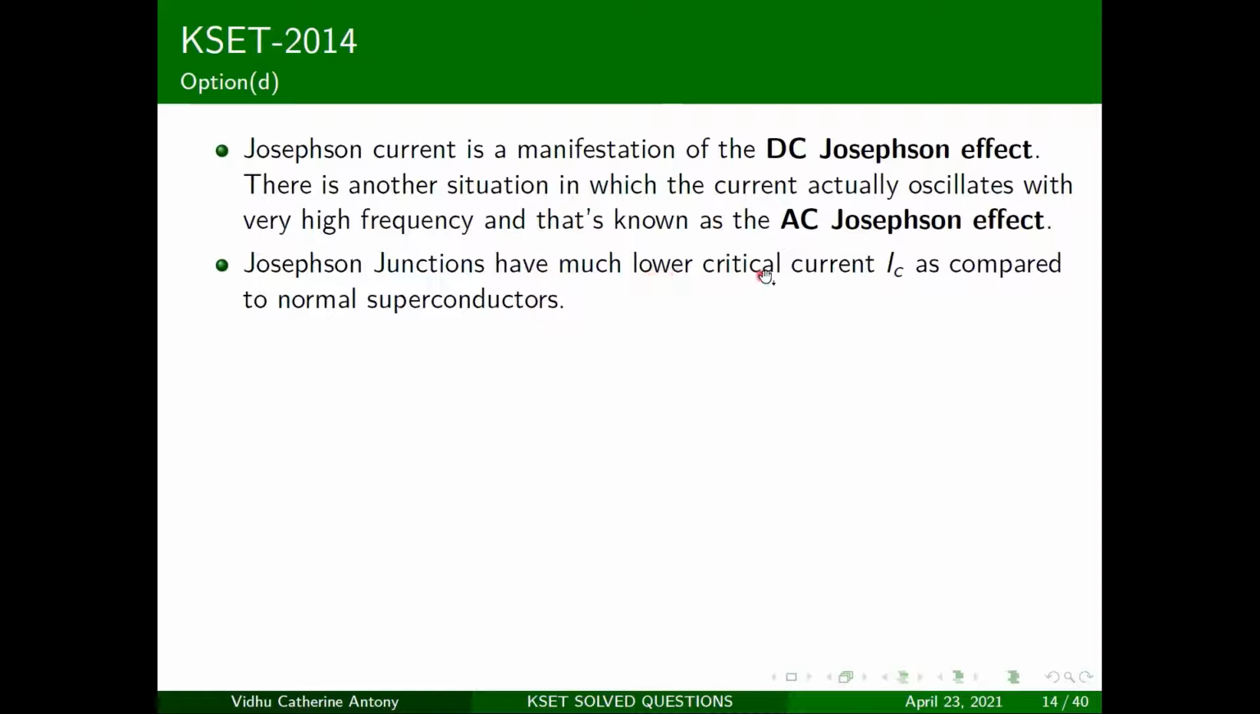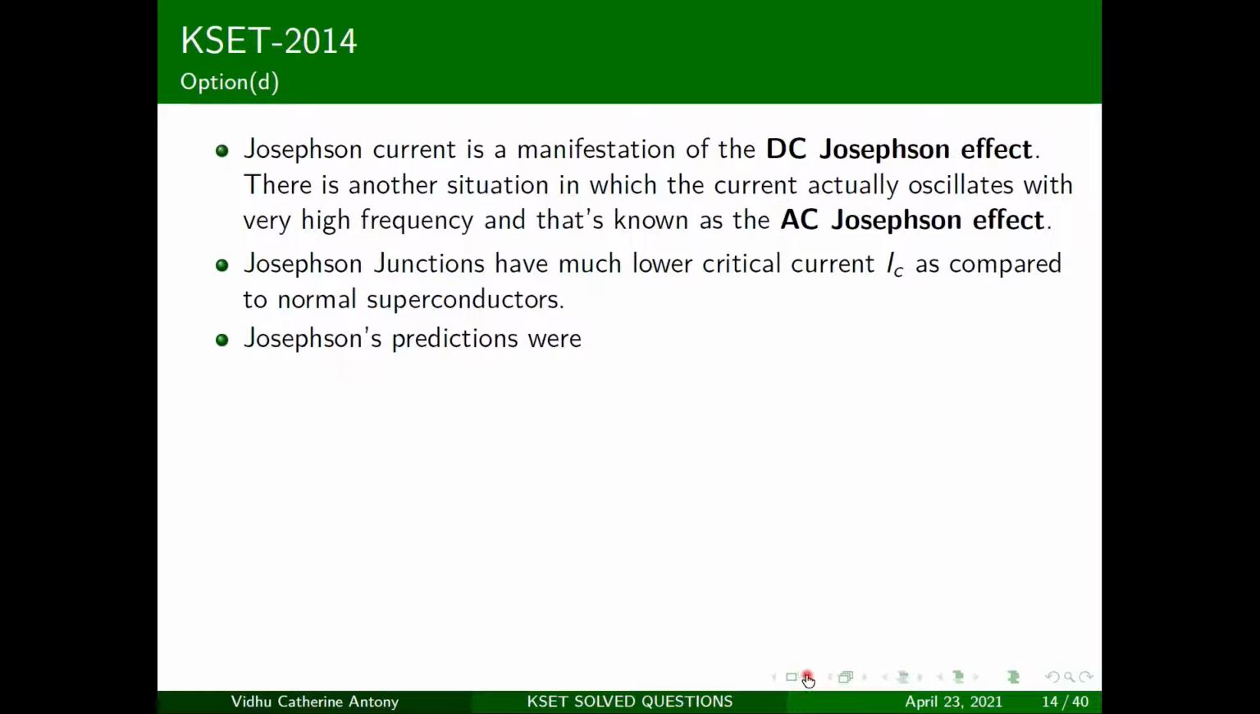Josephson junctions basically have a lower critical current. So what is the advantage of using this over normal superconductors? It's that the critical current is lower as compared to that of the normal, bulk superconductors that you're talking about.